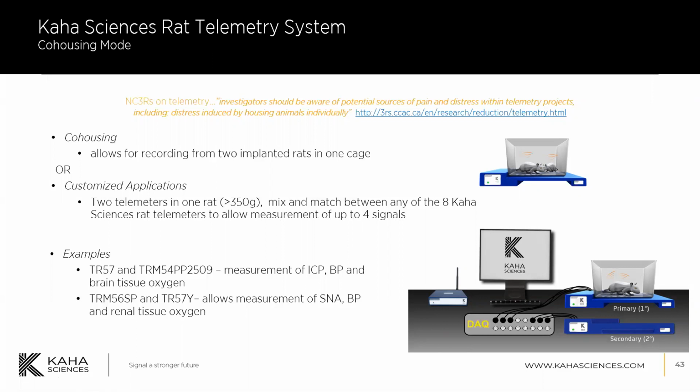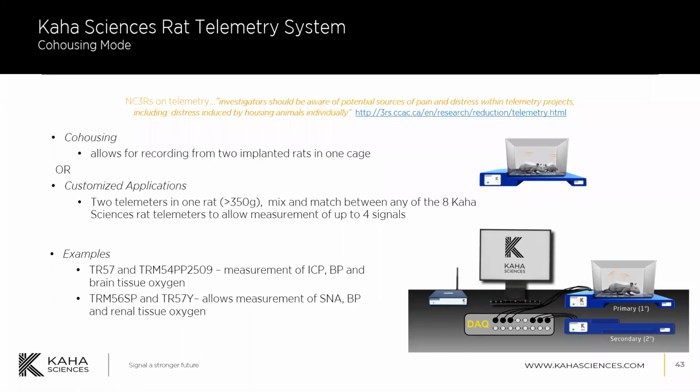So for 2 telemeters in 1 rat, we recommend the use of a rat that's 350 grams or larger, and they tolerate the 2 telemeters very, very well. And this enables you to mix and match between any of the 8 Kaha Sciences telemeters to get up to 4 signals or 2 additional signals to your tissue oxygen.